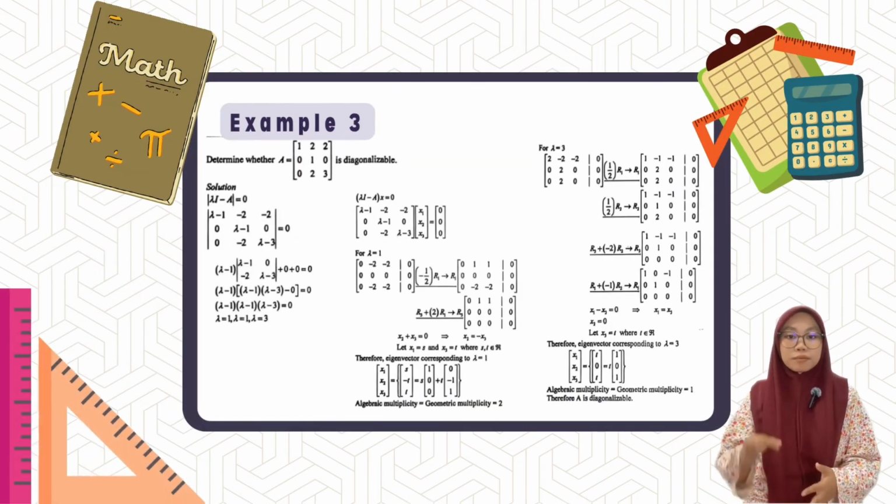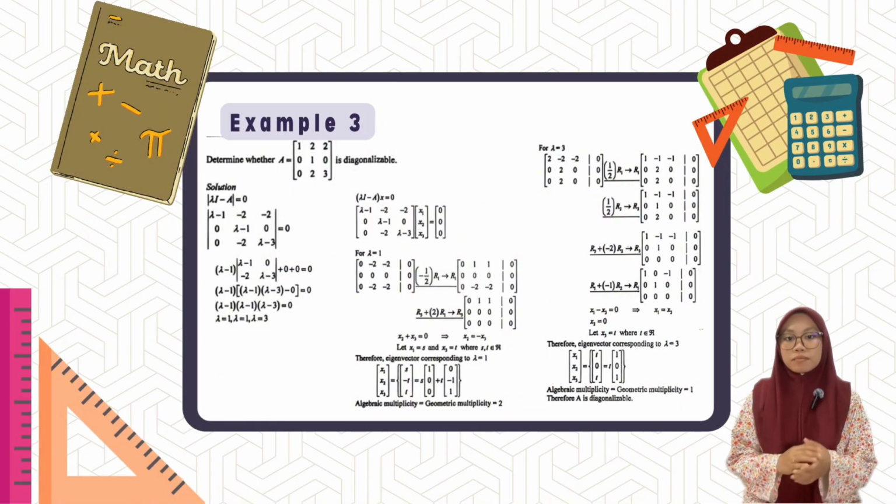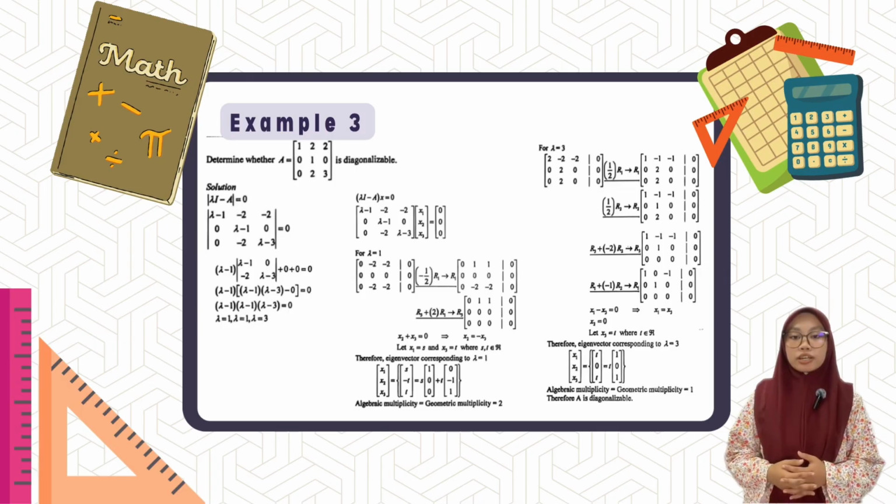Let us consider example 3. To determine whether a matrix A is diagonalizable, we first find the characteristic equation by calculating the determinant of lambda I minus A. After simplifying, we obtain the eigenvalues 1, 1, and 3. This means the eigenvalue 1 has algebraic multiplicity 2, while the eigenvalue 3 has algebraic multiplicity 1.